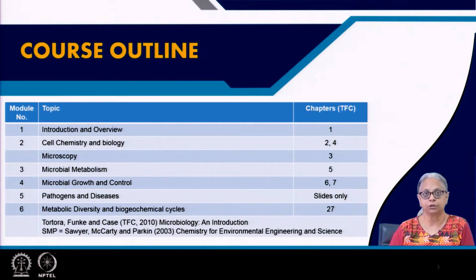biology, followed by microscopy. Remember that our ability to visualize cells is crucial to our understanding of these microorganisms because they are not visible to the human eye. Metabolic pathways and how these microorganisms are able to survive as well as reproduce, that comes under the third topic, microbial metabolism. And then we go to microbial growth and control, followed by pathogens and some of the diseases related to these microbial pathogens, and finally to metabolic diversity and the biogeochemical cycles.